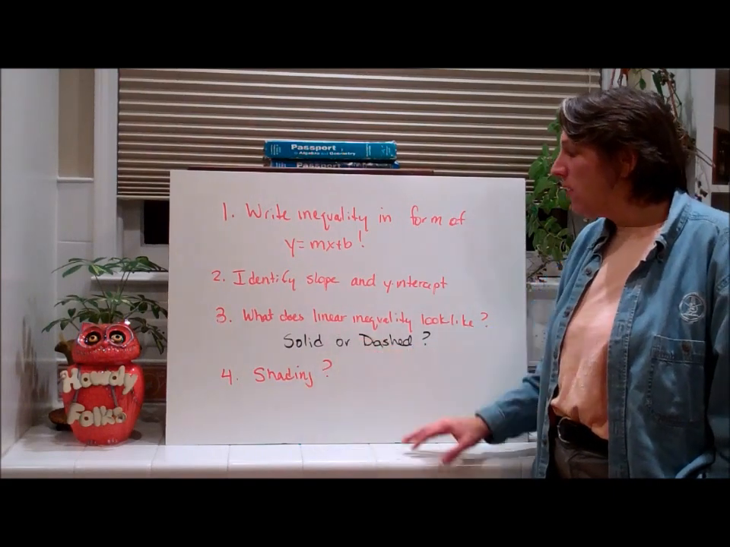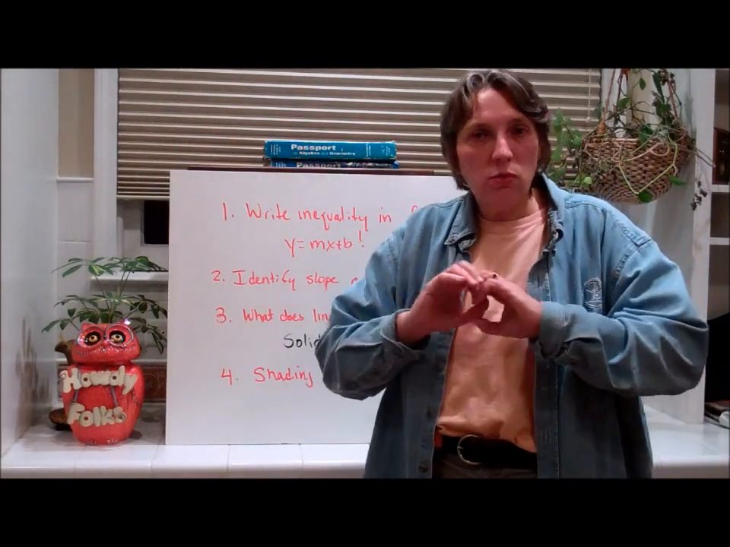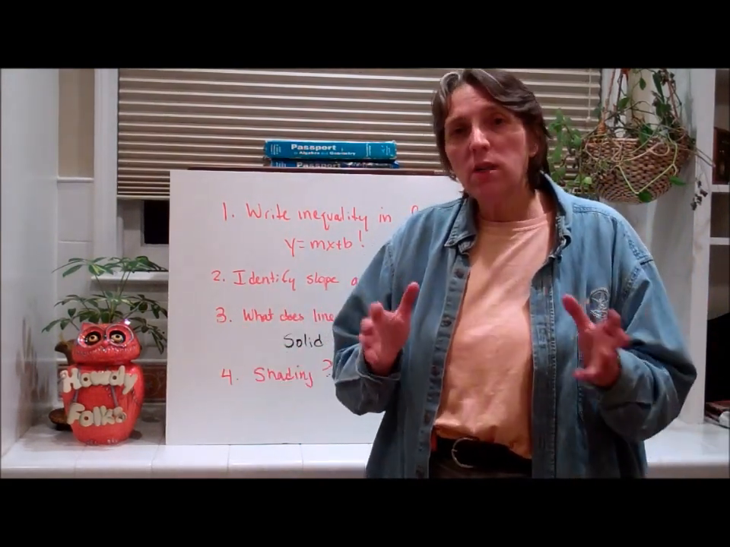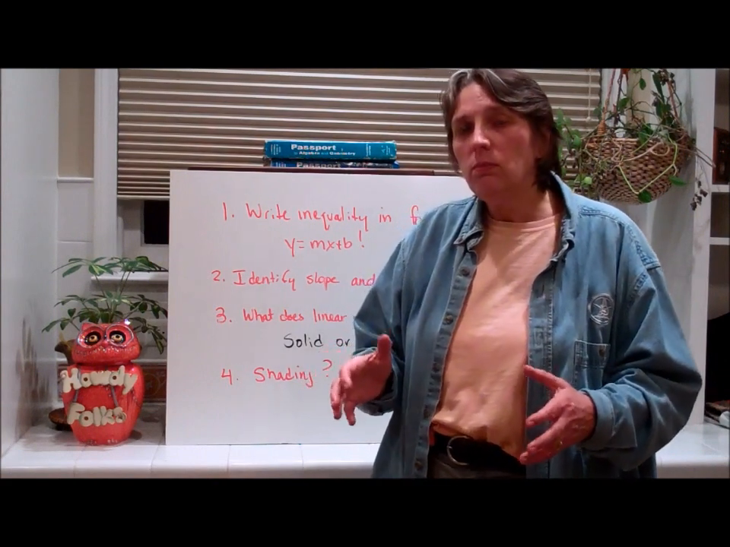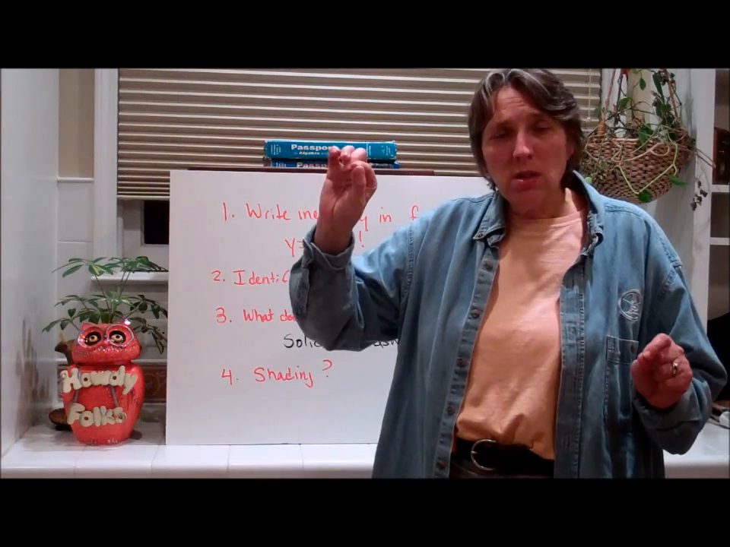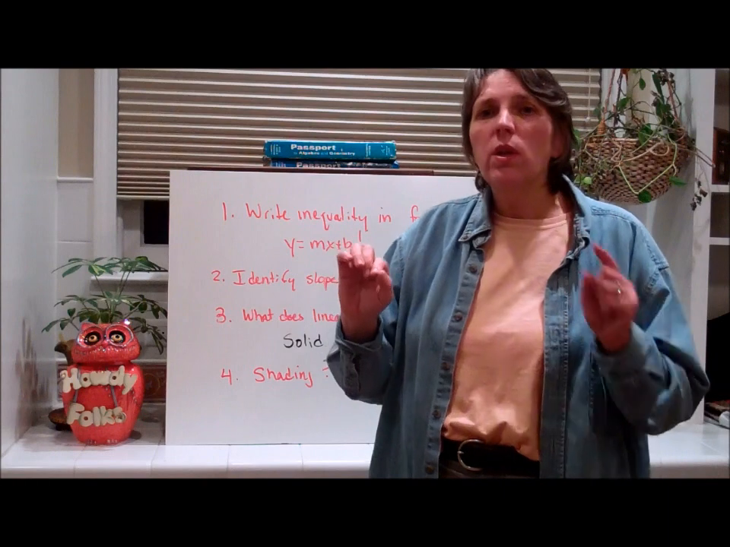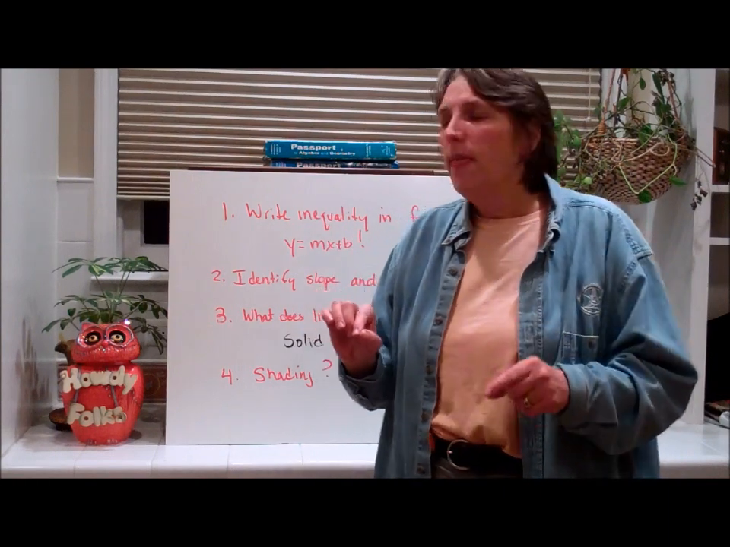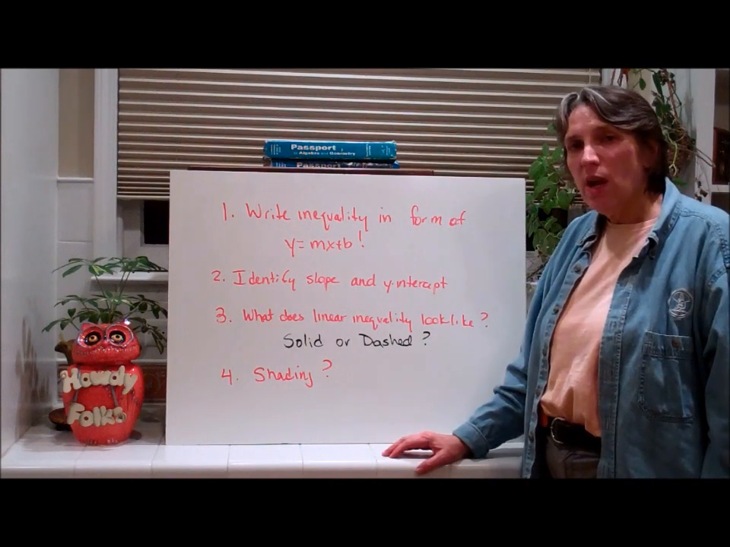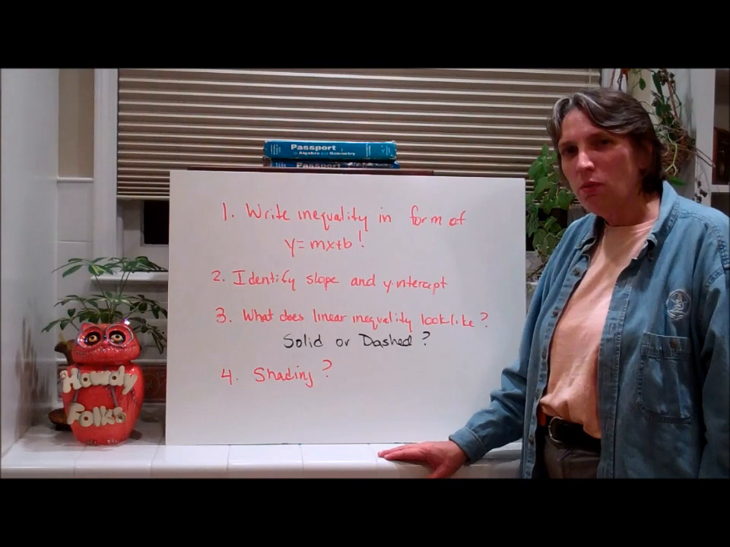So when we have a linear inequality, think about when we graph an equation, just a regular equation like x plus y equals 3. When we graph that equation, we draw a line, a solid line, because all the solutions to that equation are on that line. Well, an inequality is different. Which one do you think is a solid and which one do you think is a dashed line? And then how do you show the solutions?